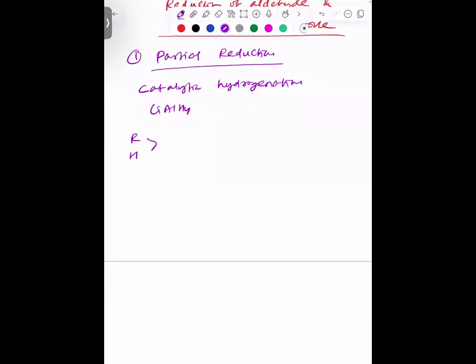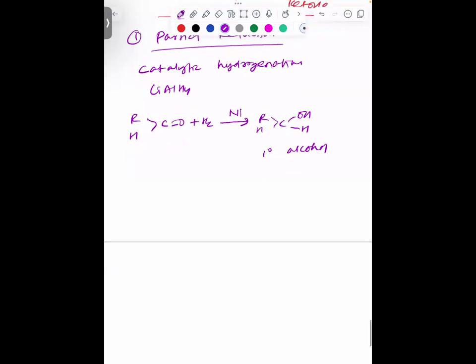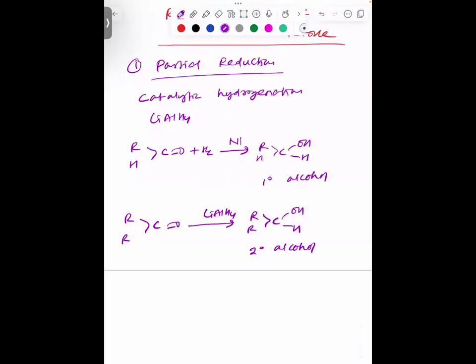So if you take aldehyde with catalytic hydrogenation, it will be reduced to give primary alcohol, and the ketones are reduced to give secondary alcohol.